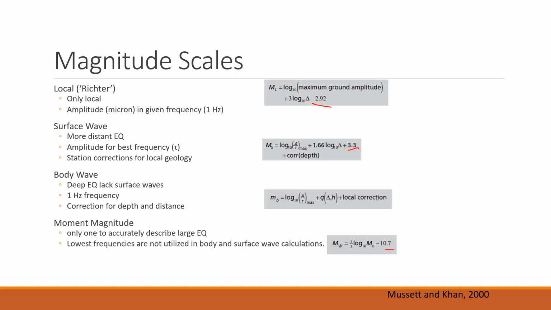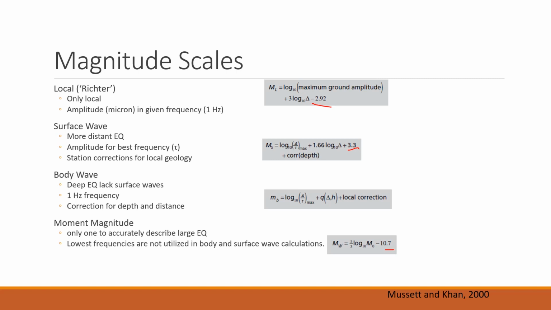This is the old Richter. It's not Richter anymore. Richter is a specific location and a specific instrument. Now we call it local magnitude. Surface waves are used for more distant earthquakes. They do not work for deep earthquakes. They have to be shallow earthquakes because they're using surface waves.